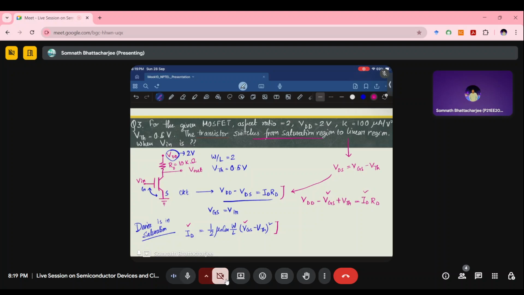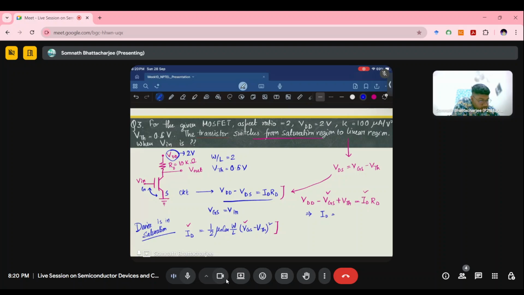Maybe I'll solve this. So from here, we can directly write ID equals VDD. So the value of VDD was how much? Just a second. I think it will be a huge quadratic equation. It's simple to solve. Just put the values and solve the quadratic equation.